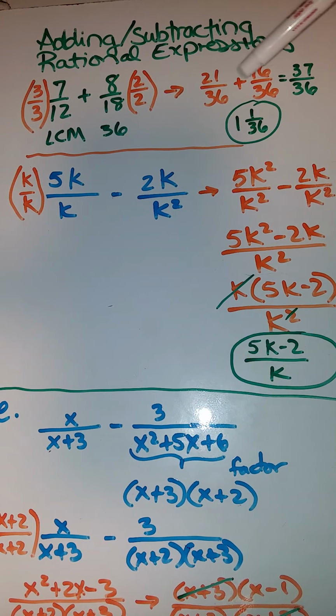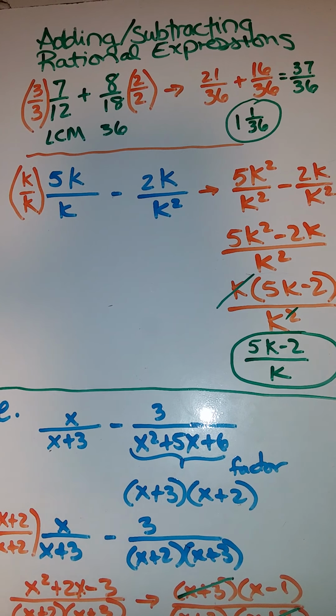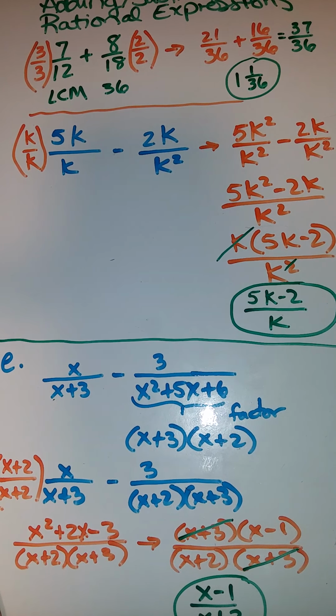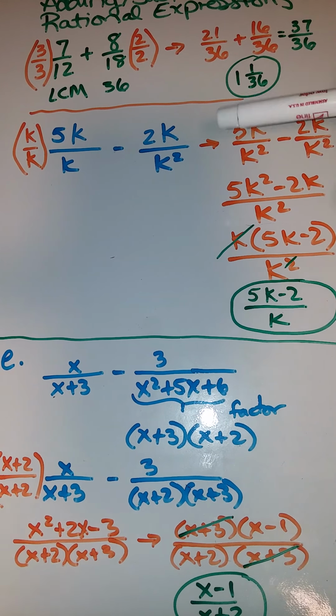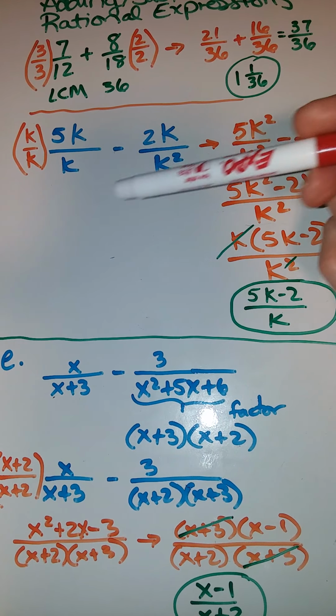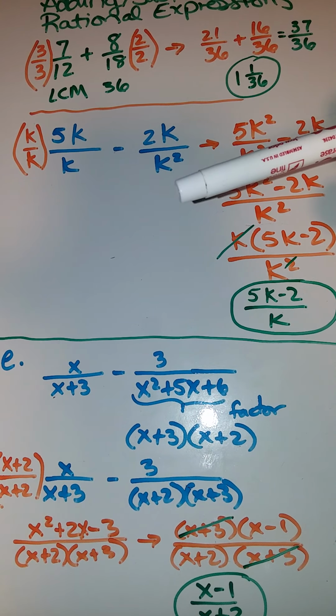And then it's a simple operation of adding 21 and 16 over the common denominator. And then you can make it into a mixed number if you want. So now that you understand how to work with the principle being applied, the next step is to start adding variables. And we handle the variables very similarly.